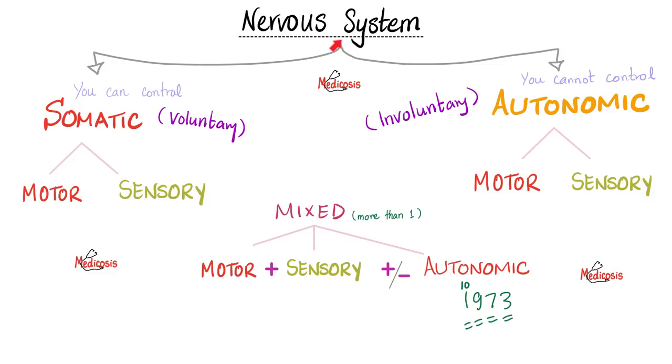As you know, your nervous system could be somatic or autonomic. What's the difference? Somatic is voluntary, something that you can control. This could be motor or sensory. Autonomic is involuntary, something that you cannot control. Also could be motor or sensory.